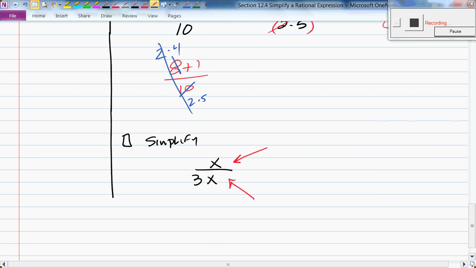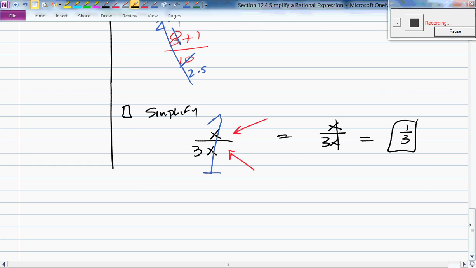Does that say 3 plus x? No. Does it say 3 times x? Yes, it does. Can anything now cancel out? What two things can cancel out? Now, why can you cancel those out? Because you're multiplying. And they make a ratio of 1, right? x over x is a ratio of 1. So, how do I simplify x over 3x? If I cancel out, what am I left with? Very good. I'm left with 1 over 3. So, I have a simplified version of 1/3. This is an easy one.